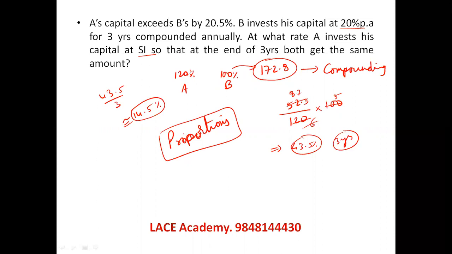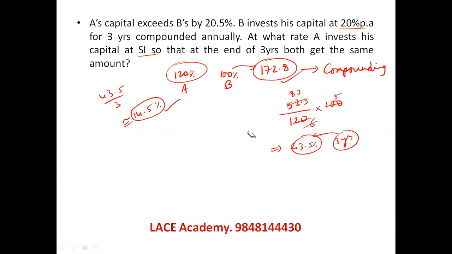So 20% for 3 years compounding gives 172.8. So he invested 120.5, and 120.5 increased to 172.8. It is nearly a 43.5% increase. So a 43.5% increase is happening in 3 years, every year 14.5. Nothing more calculations are needed than this.